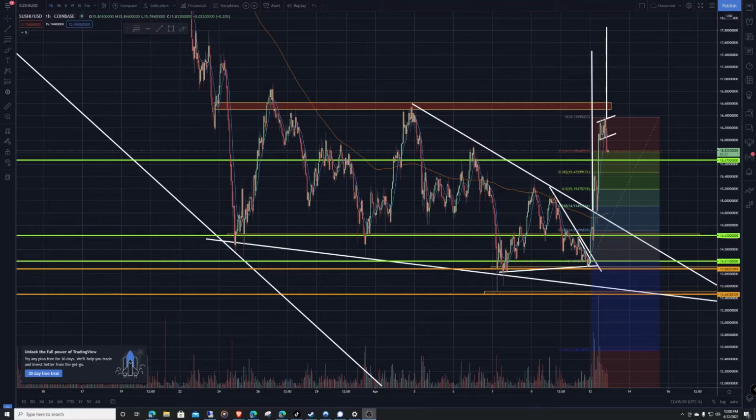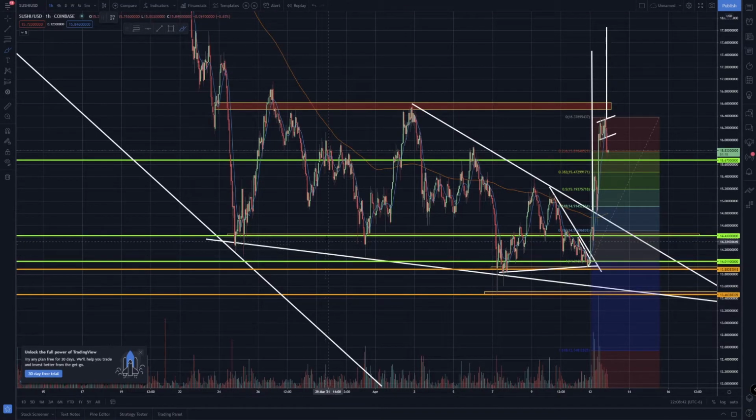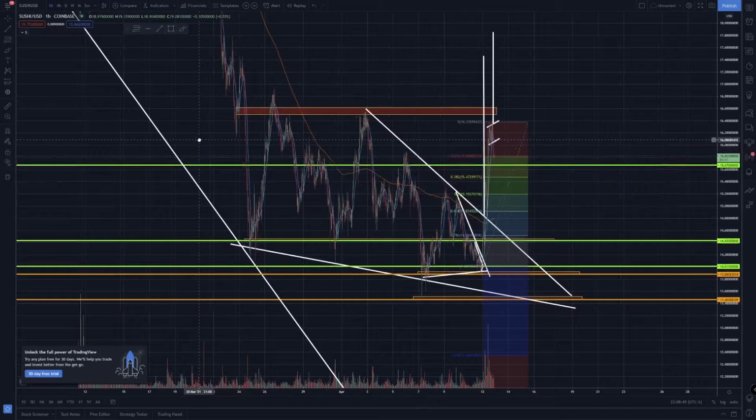Let's take a look at some chart action for Sushi. All right, so this is the chart that I work with right here. I'm going to show you guys my working chart. Usually I have one that's more cleared up, and I clear it up for you guys. But here is my strategy and how I've been trading lately.